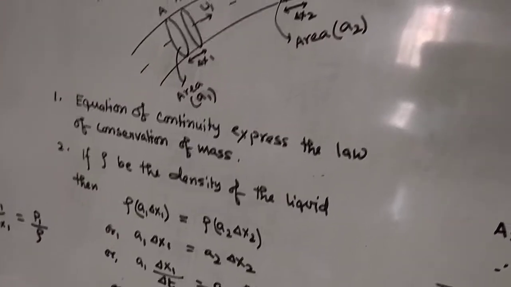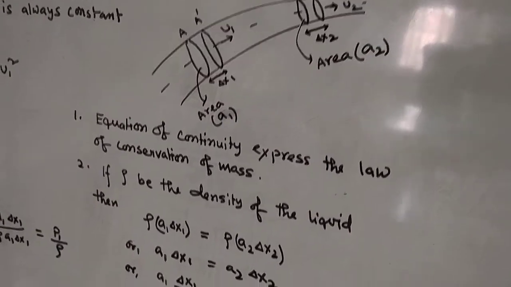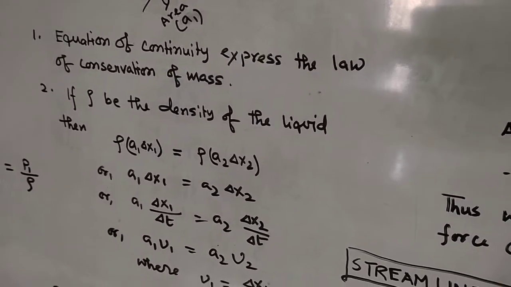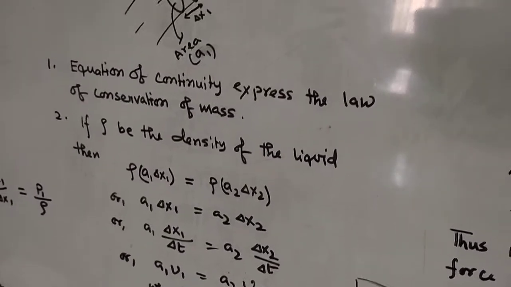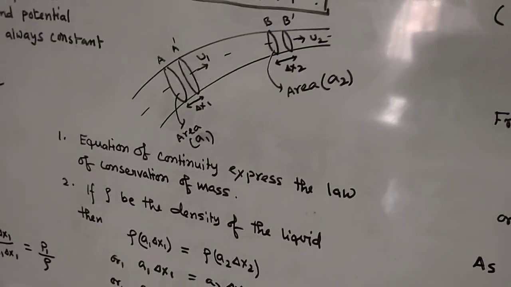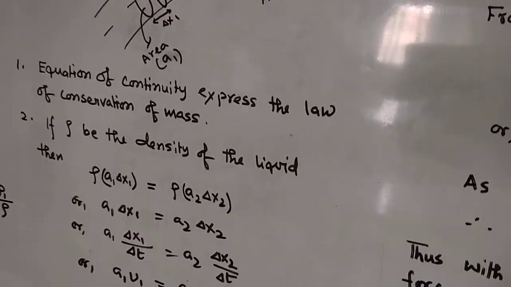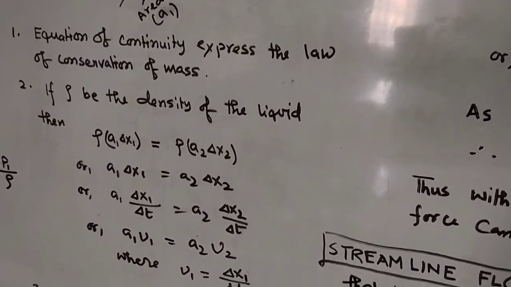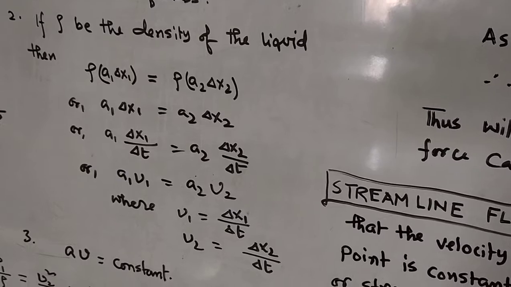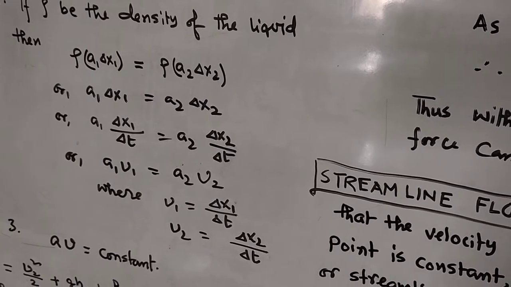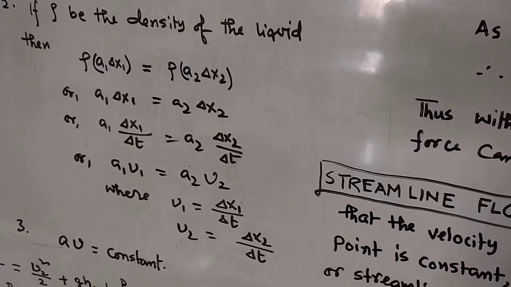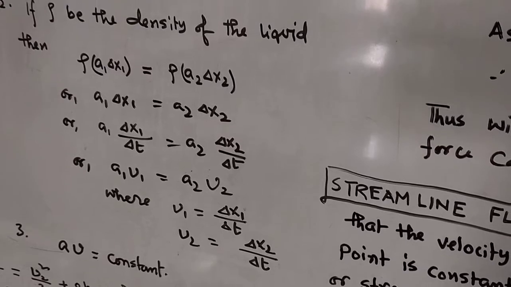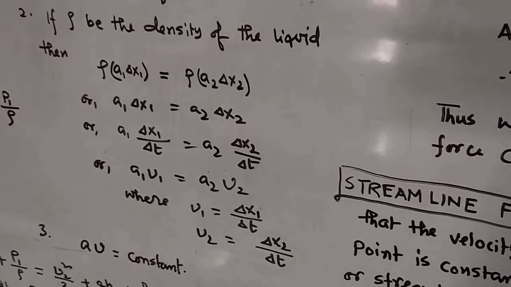So rho goes off. If we consider a fixed time interval, let me say that interval is delta t. Mathematically, you can divide both sides by delta t. When you define delta x1 by delta t, it gives you the velocity v1, and delta x2 by delta t gives you the velocity v2. So you see A1 v1 equals A2 v2, where v1 equals delta x1 by delta t and v2 equals delta x2 by delta t. Whenever A1 v1 equals A2 v2, you can say A v equals constant. So the product of area of cross section and velocity is constant. It means if the area of cross section is less, then the velocity is high, and vice versa.